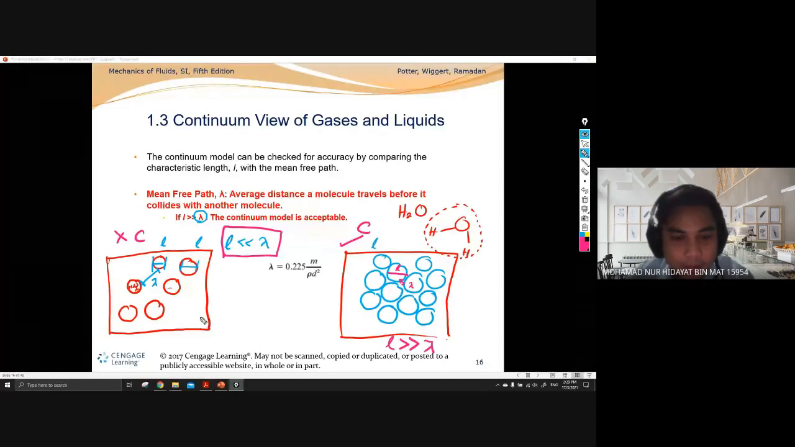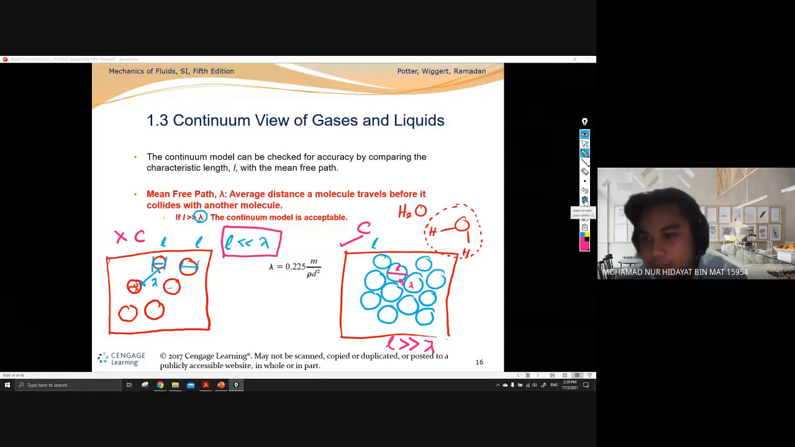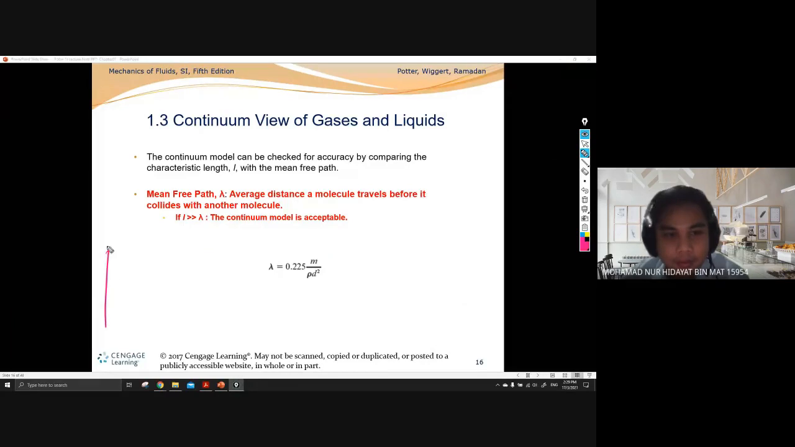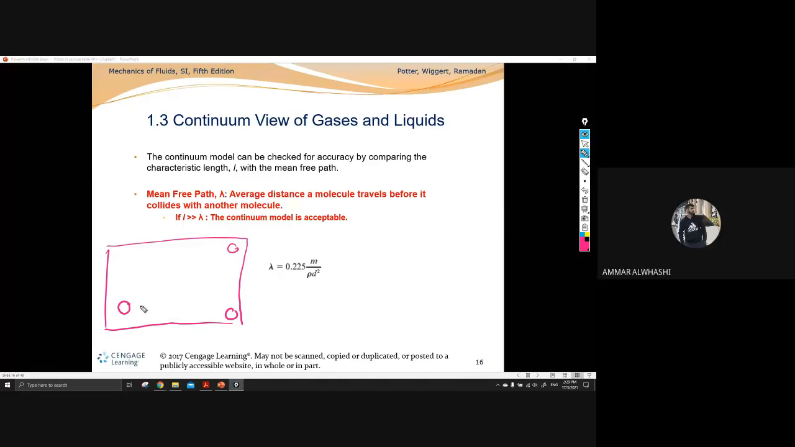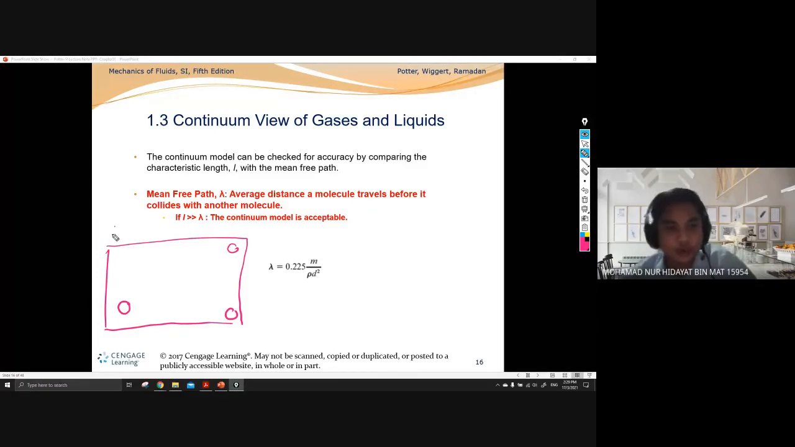For example, this is the universe. Do you think this is continuum? Is this continuum or not continuum? No, not continuum. Continuum, because the lambda is bigger than the characteristic length.